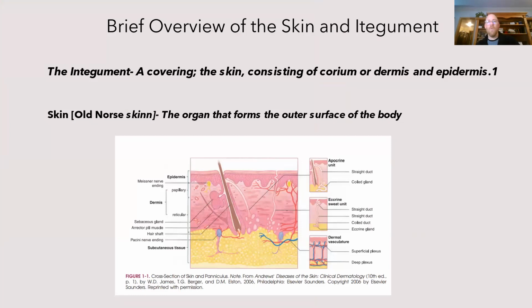All right, guys. So what in the world, first and foremost, is the integument? According to Taylor's Encyclopedic Medical Dictionary, which is on your book list for this class: a covering; the skin, consisting of corium or dermis and epidermis. We'll talk about that in a second, but there are two layers to the skin, the dermis and the epidermis, which are separated by a basement membrane.